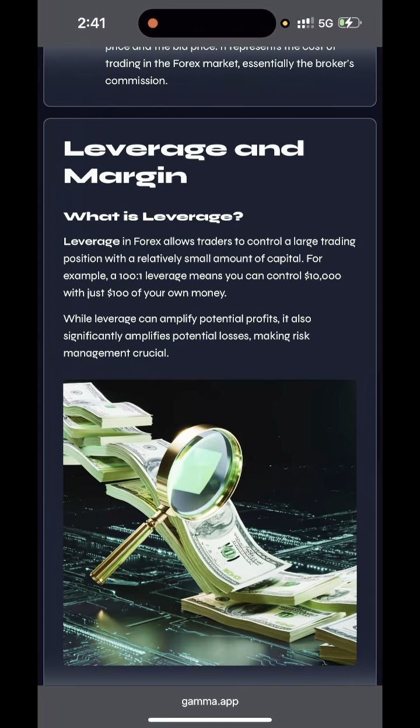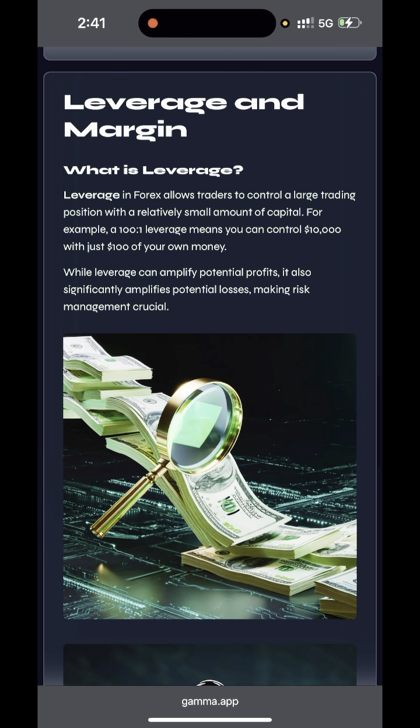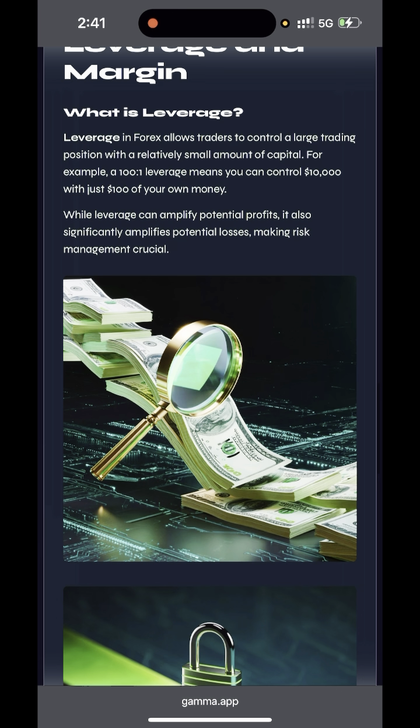So that's that. So what is leverage? Leverage in forex allows traders to control a large trading position with a relatively small amount of capital. For example, 100:1 leverage means you can control $10,000 with just $100 of your own money. So while leverage can amplify profits, it can also amplify your losses, right?